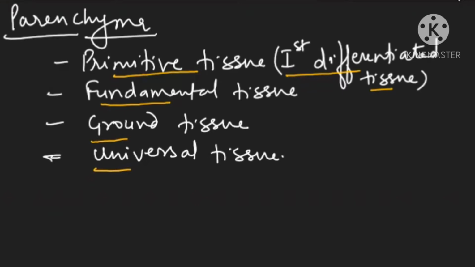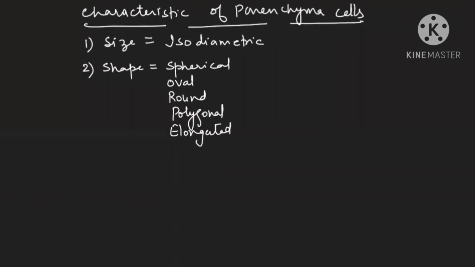Now let us see the characteristics of the parenchyma. See, they are isodiametric. Isodiametric means from wherever you measure, every time you find the same diameter only. Then shapes: it can be spherical, oval, round, polygonal, or elongated. Different shapes can be there. When it is elongated, in such case we call it prosenchyma. Elongated parenchyma is known as prosenchyma.